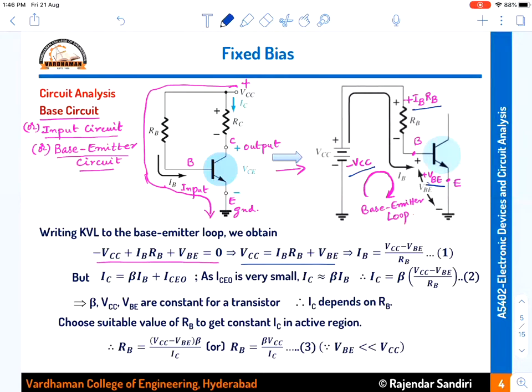Then if you rearrange still, you will get IB is equal to (VCC minus VBE) by RB. That is equation number 1. So the base current of this circuit is (VCC minus VBE) by RB.